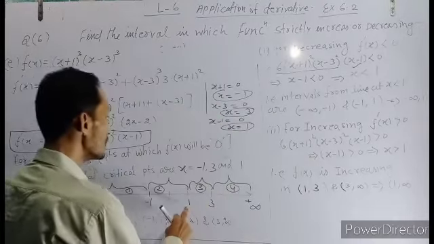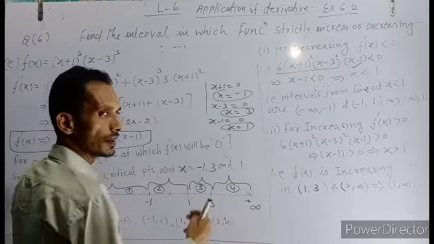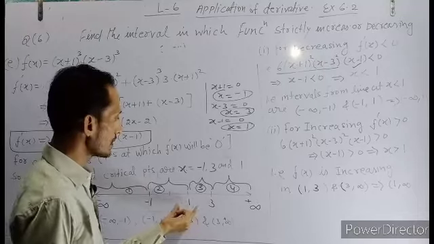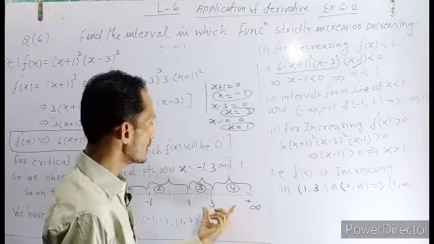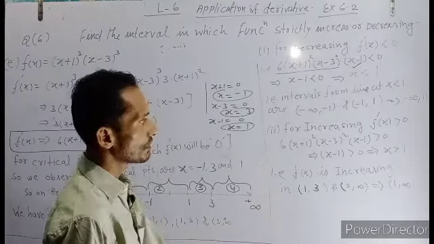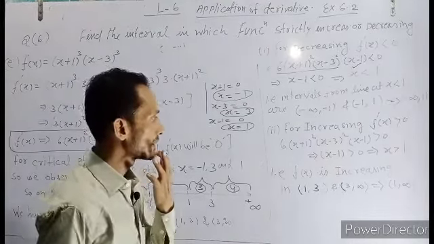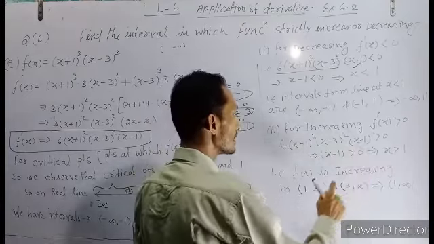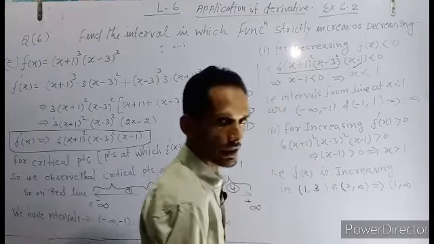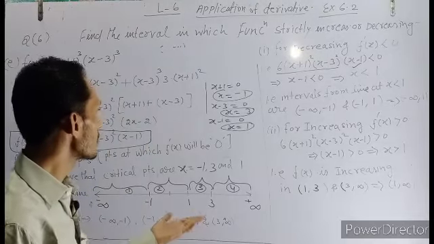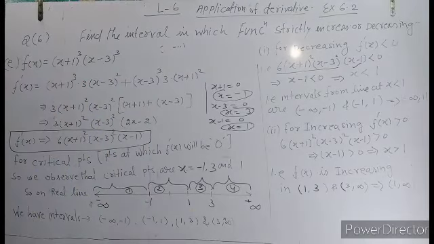So greater than 1 means 1 to 3 and 3 to infinity. There are two intervals, 1 to 3 and 3 to infinity. These are the two intervals at which the first derivative will be increasing. So we can say that f(x) is increasing in the intervals 1 to 3 and 3 to infinity. Overall we can say 1 to infinity. Okay, in such a way we can find the intervals.